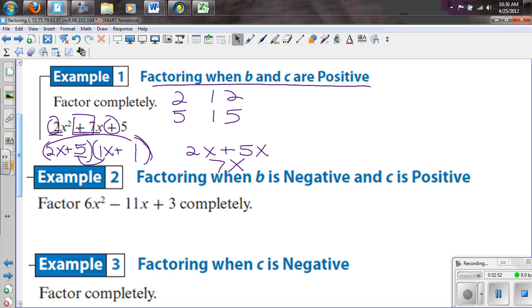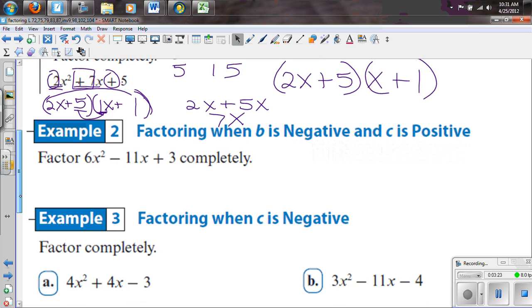Okay. And we check the first and last. 2x times x, 1x, is 2x squared, and 5 times 1 is 5. So we know we got them in the right place. You should always check by foiling whatever you get. So our answer to this is 2x plus 5 and x plus 1. And notice I left off this 1 right here. And that's okay because we know that in front of any variable that doesn't have a number in front of it, there's a 1.